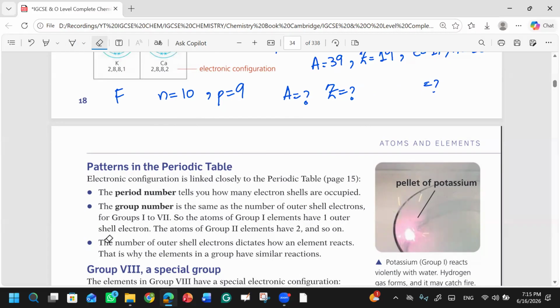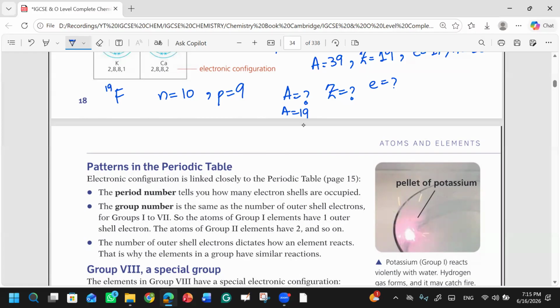How will you tell me what the atomic mass is for this? How do we calculate the atomic mass? Neutrons 10 plus protons 9. Yes, we add neutrons plus protons, so it's 19. So the atomic mass is 19.